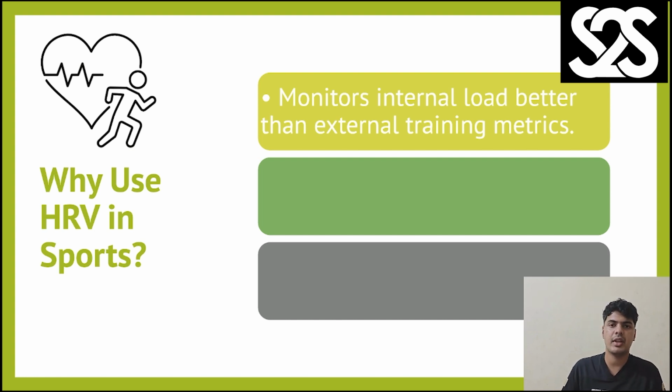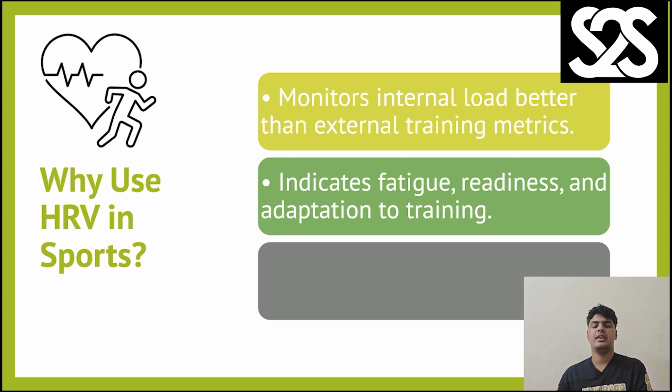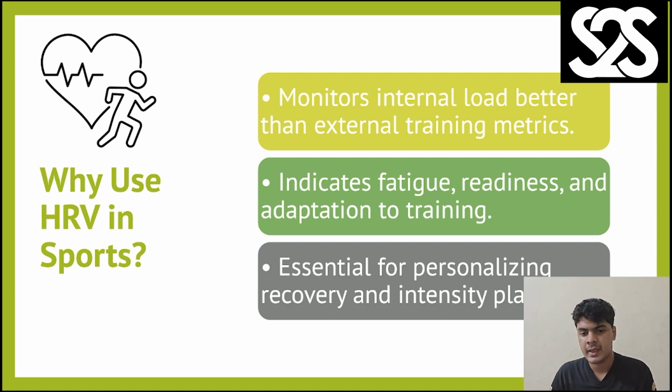What happens in their body? Is it too hard for them? Are they recovering fast? All of those things you can understand from the heart rate variation. It indicates fatigue, readiness, and adaptation to training. It helps you understand if they are fatigued, if they are ready for the next training session, or, while recording it, if they are adapting to the training regime that they have been doing. So it is essential for personalizing recovery and intensity plans.